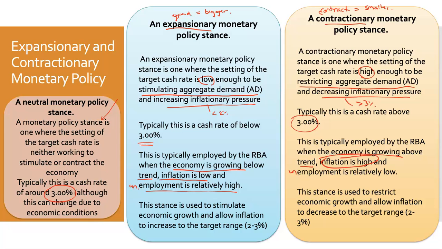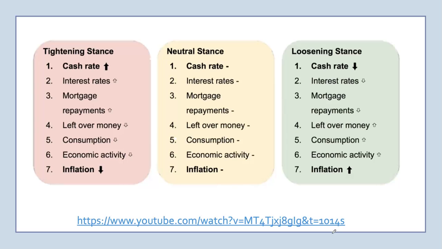So they're wanting to take the heat out of the economy. This stance is used to restrict economic growth and allows the inflation to hopefully decrease to the target range of 2 to 3%. Now, if we think about July 2022, when I'm making this video, we know that our last inflation figures were 5.1%, and that's why interest rates are rising, because the RBA is worried about that inflation number. They think it is going to go higher, maybe even to 7%. So they're trying to take the heat out of the economy, and they are raising interest rates really, really quickly.